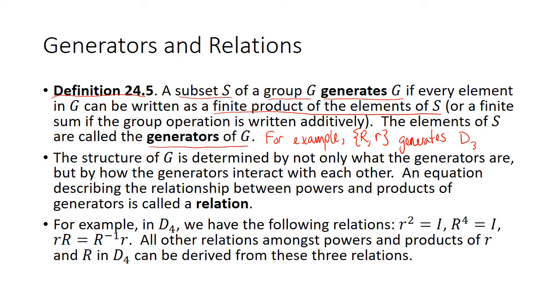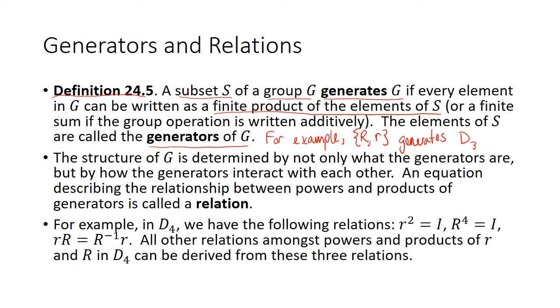Okay, so the structure of G is determined by not only what the generators of the group are, but also by how the generators interact with each other. So this wasn't really an issue when we were talking about cyclic groups, because in cyclic groups there's only one generator. But now that we're talking about more than one generator, we have to think about how those generators are going to interact with each other. So an equation that describes the relationship between powers and products of generators is called a relation.